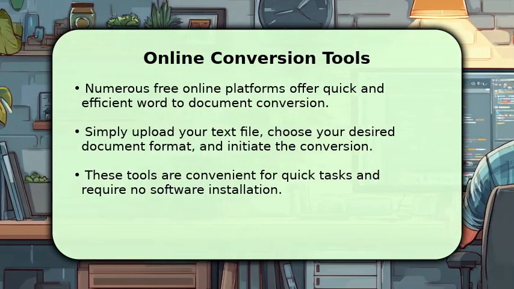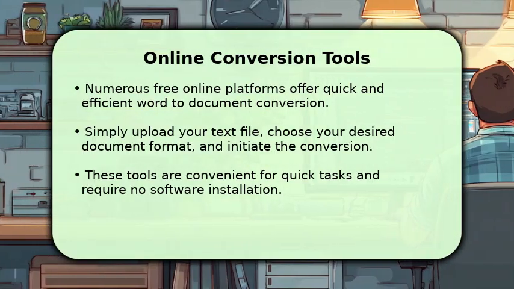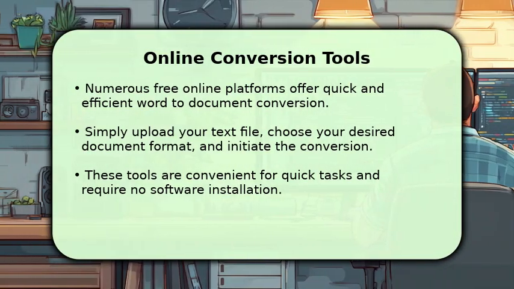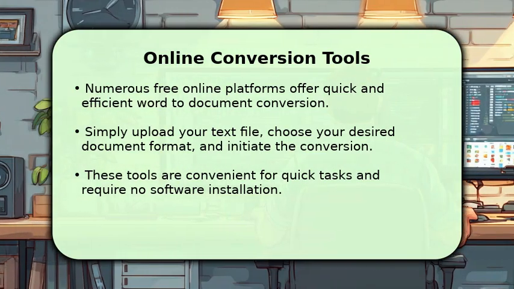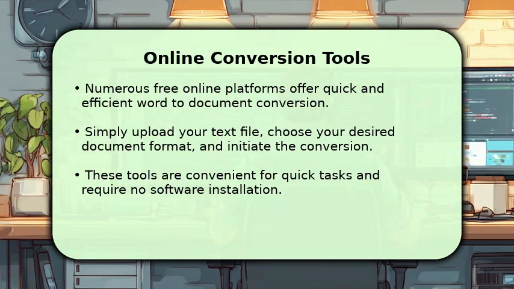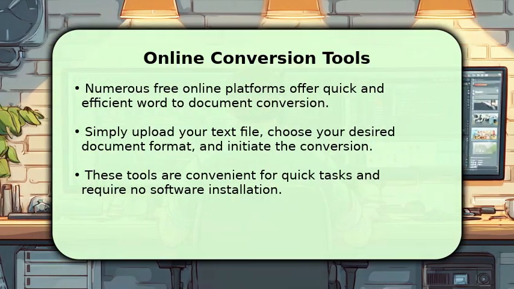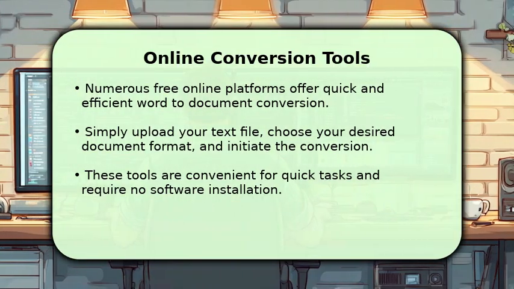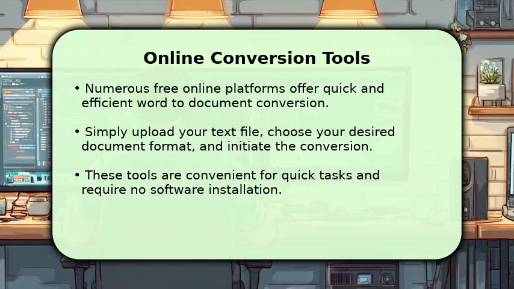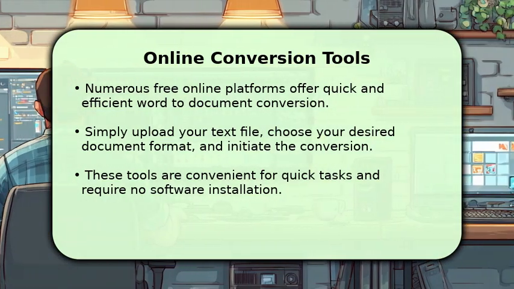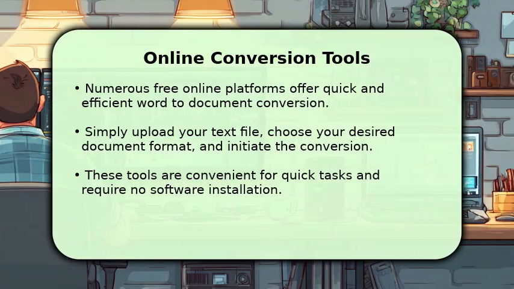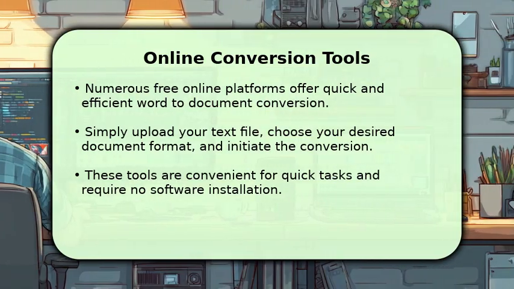Online conversion tools provide a convenient and immediate solution for transforming your text into documents. Websites such as Zamzar or Online Convert allow you to upload your file with just a few clicks. After selecting your output format, like a doc or docx, the conversion typically takes less than 1 minute. You then simply download your newly formatted document, ready for use, without needing any special software.